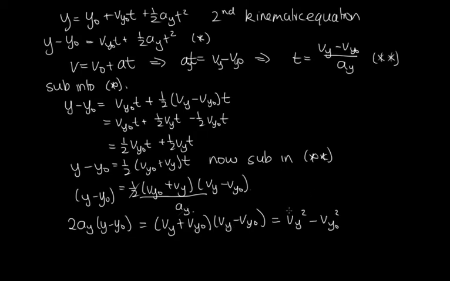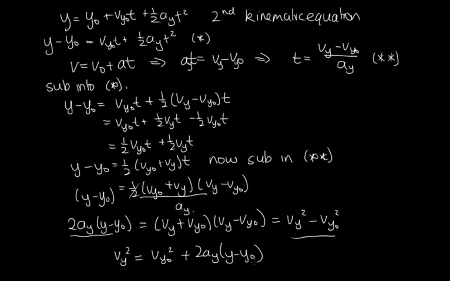Okay, so we're almost at our third kinematic equation now. All we need to do is rearrange this with this. So we'll put vy squared onto the left hand side, and then we've got vy naught squared, this is moved over to this side, plus 2ay times y minus y naught. And we've got there. This is our third kinematic equation.